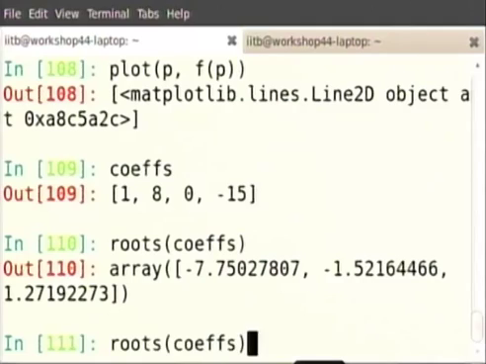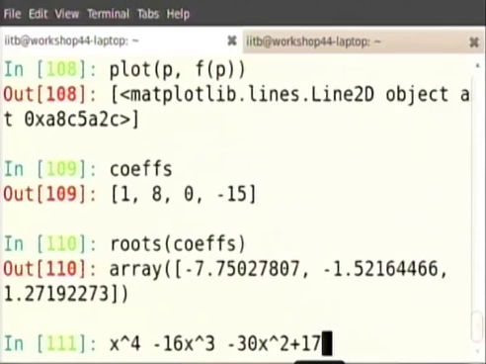Alright, let us try one more. I would like you to try this. The equation I want to solve is, or the polynomial for which I want to find the roots is, let us say x power 4. Okay. Please try it out.